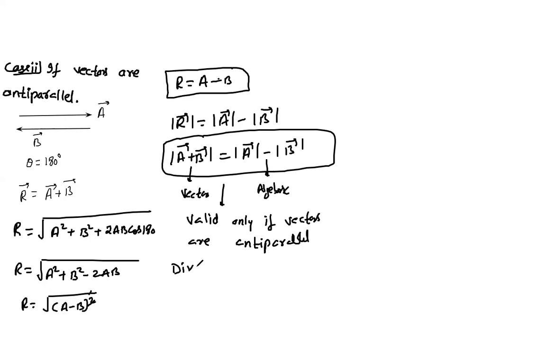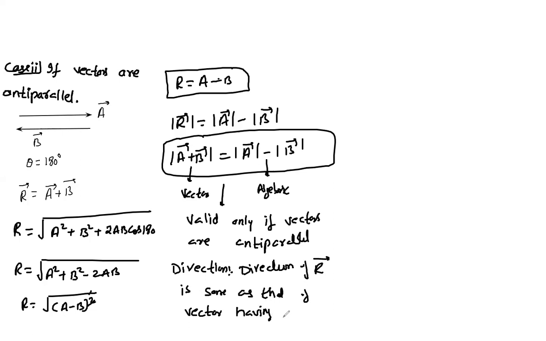For direction, you can simply use this trick that direction of resultant vector R is same as that of vector having greater magnitude. So this is the direction of resultant vector, right? Same as that of vector having greater magnitude. This is how we calculate direction of vector. Next we have case 3. Case 3, let's do one example on this.